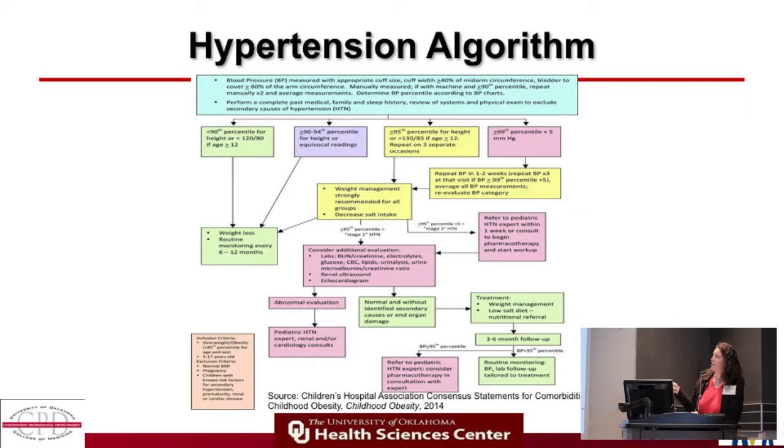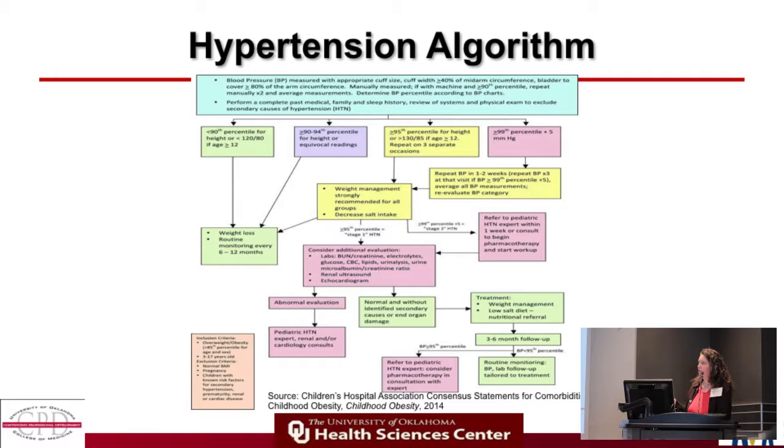And it's lengthy, but basically, if it's over the 99th blood pressure percentile, then repeat pretty quickly, making sure that you're doing an accurate blood pressure. It goes through the 40% of mid-arm circumference, and the bladder of the cuff is 80% of the arm circumference. And if you're doing manuals, you average it 3 times, and you're quickly following up on that. And then you're going to go ahead and do weight management.